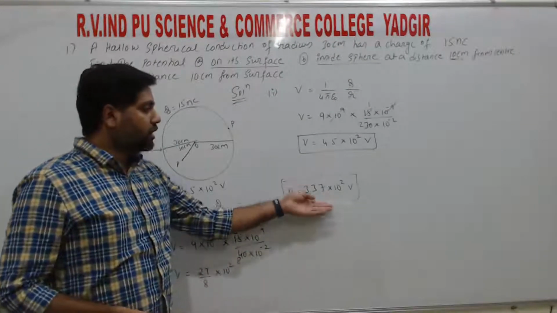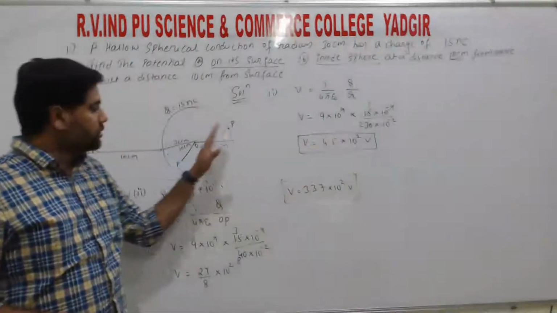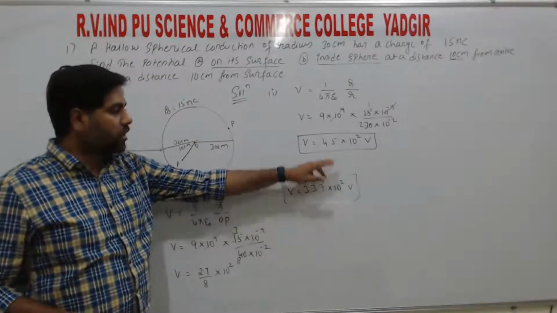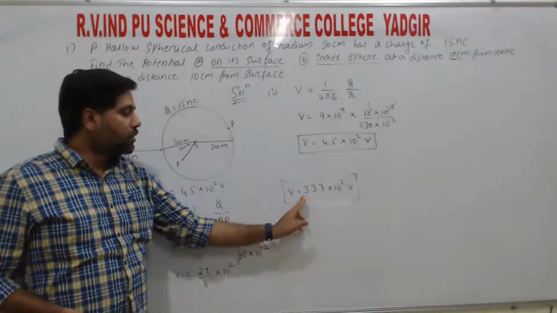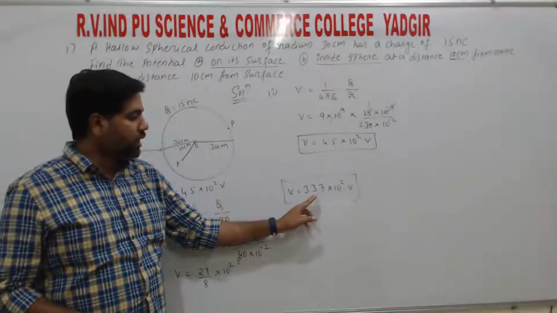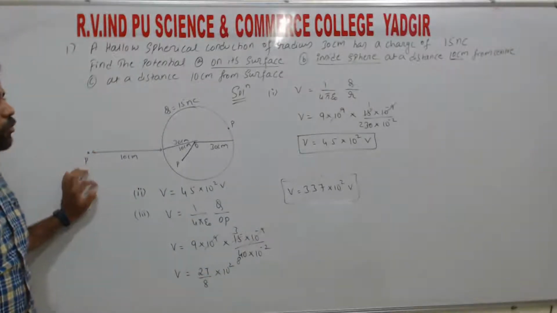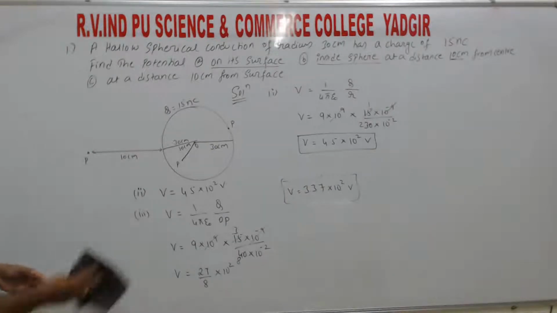By observing these values, on the surface the potential is more. As the distance increases, the potential decreases, right? Initially on the surface we have 4.5, and as the distance increases, the potential decreases to 3.37. So this one is the simple problem, right? So next.